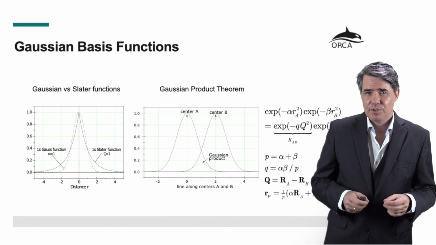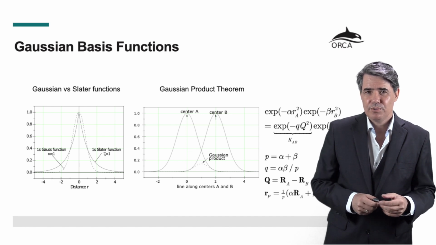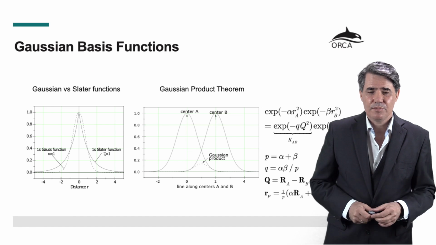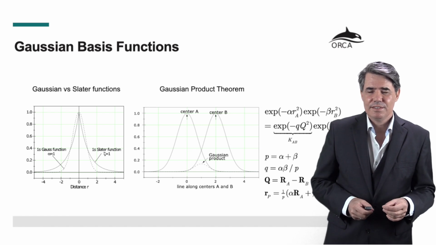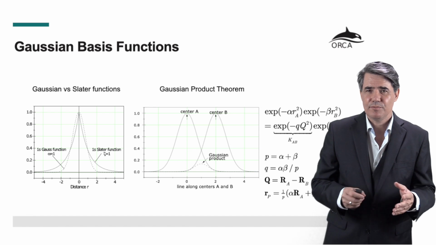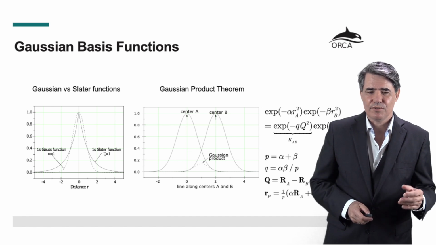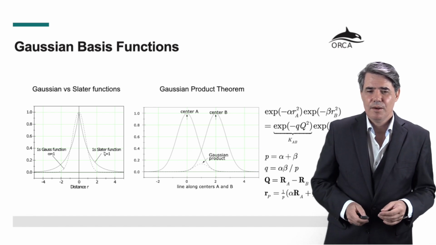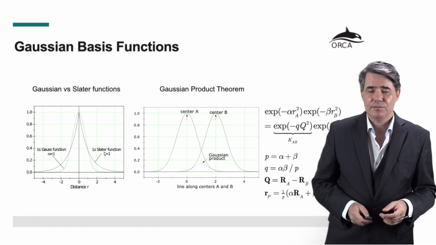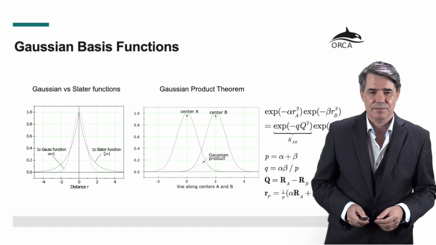Now, the nice property of Gaussians is if you take a product of 2 Gaussians as they occur in practically all molecular integrals, the result is again a Gaussian function, and that Gaussian function is centered somewhere midway between the centers of Gaussian A and Gaussian B by means of the Gaussian product theorem. So that means that 4-center integrals are being turned into 2-center integrals that are much easier to calculate.